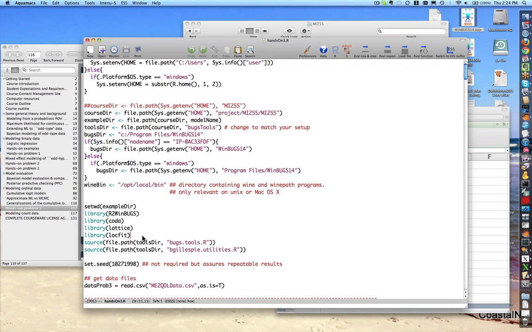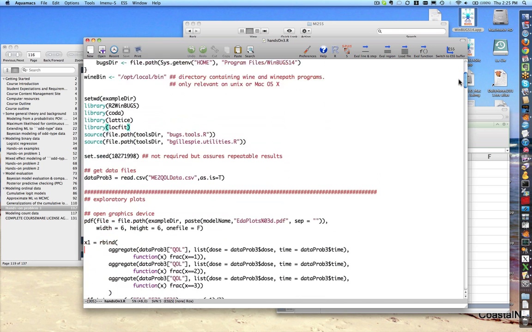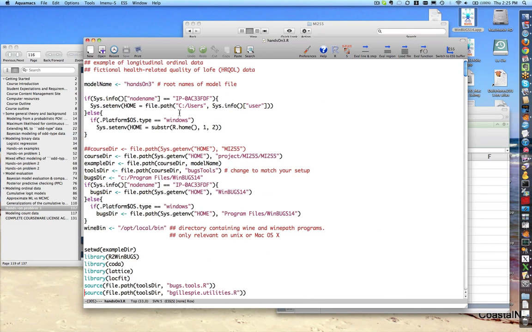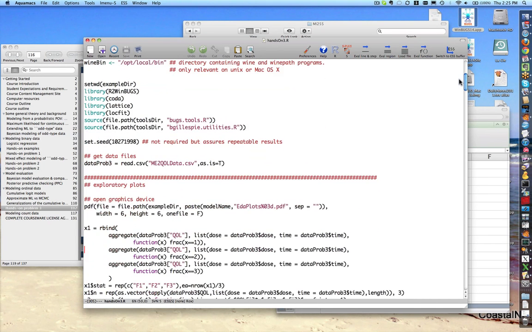Let's see, we pull in various libraries. Actually, I don't think I use locfit in this case. I notice I have that in there, but we've got our various libraries pulled in here. We set up all our path names in here. Here you can see where the data is getting read in from the file we just looked at. So that takes care of that.